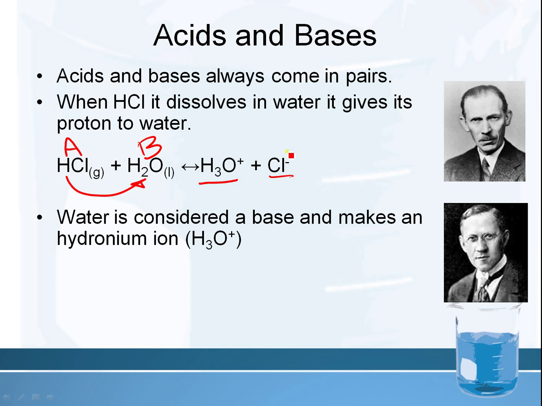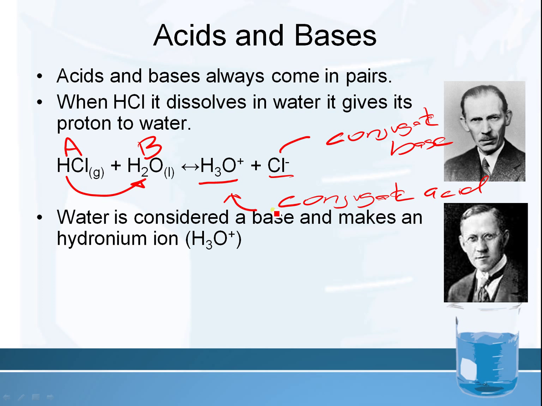These do have names for what's left over. For the chlorine that's left over, we call this a conjugate base. That's what's left over after the hydrogen left. The substance that received the hydrogen is called a conjugate acid. So in Bronsted-Lowry acid and base, every single one has a name: acid, base, conjugate acid, conjugate base. And you have to be able to label all four.